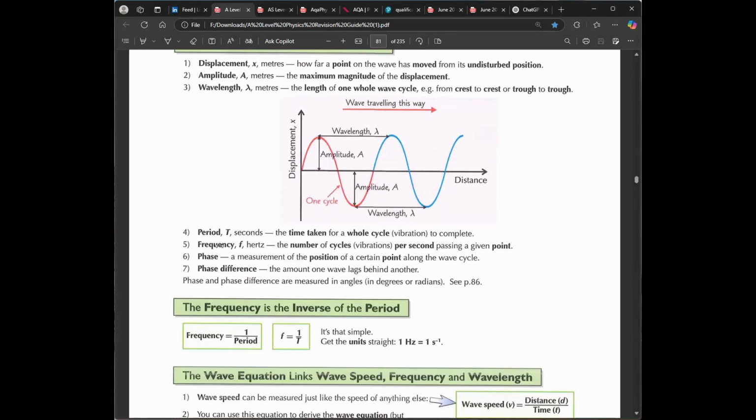In words, if you have to say, frequency is just how much of a wave has passed through a single point in a second. And we measure it using hertz.